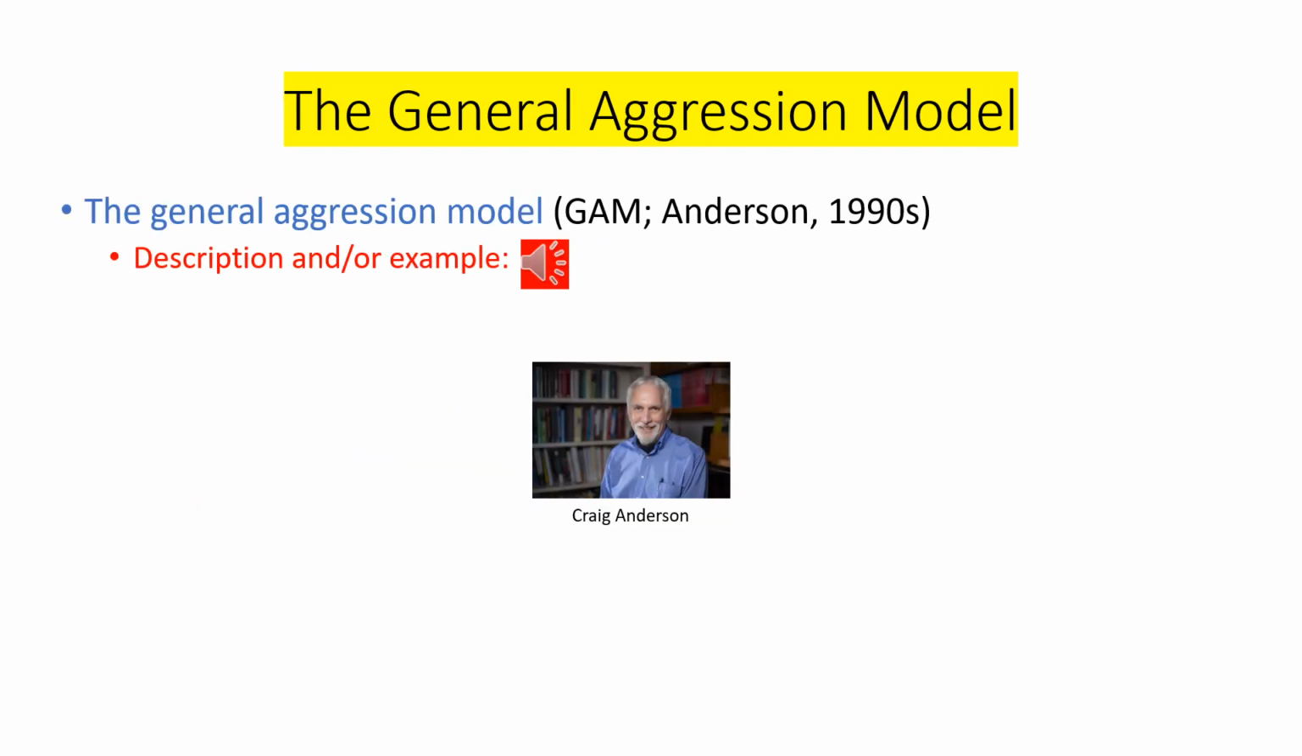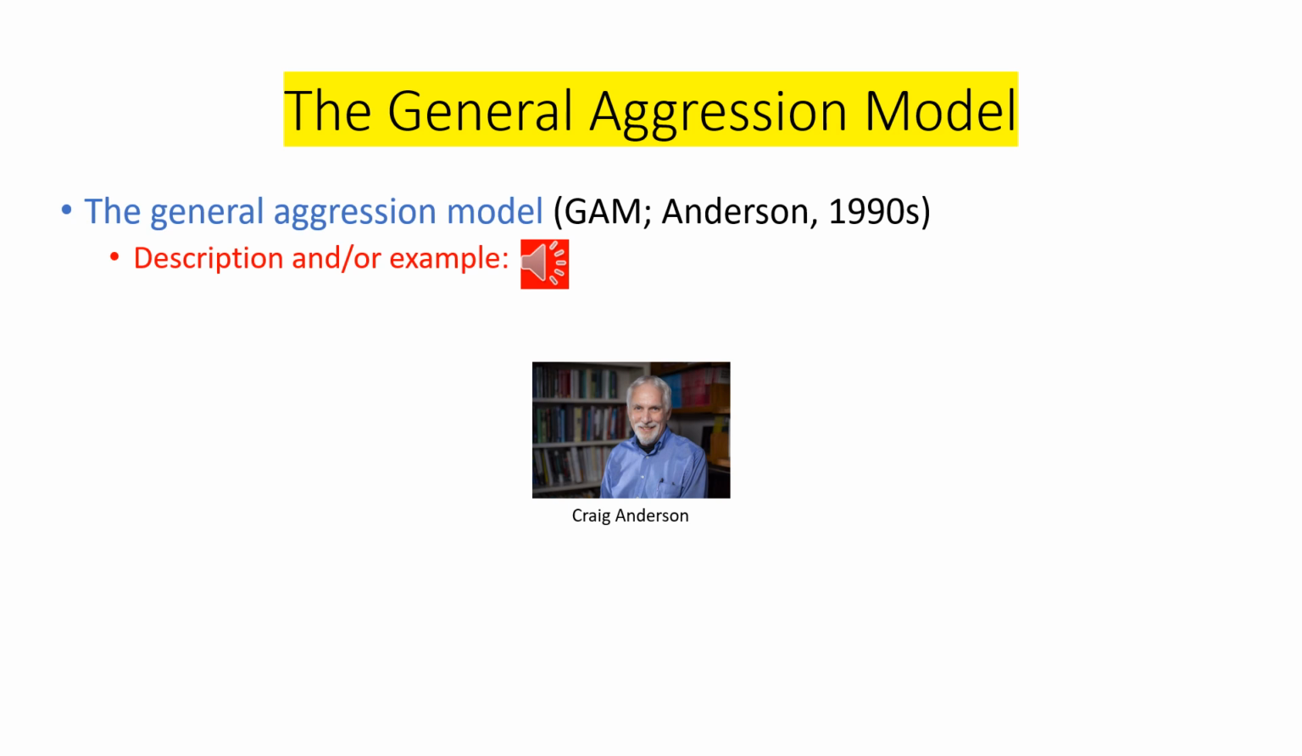Our examination of aggression will be framed within the general aggression model developed by Anderson in the 1990s. The general aggression model is a comprehensive theoretical approach to understanding aggression. One of the problems with research and theory historically on aggression was that it was fragmented. There were pieces here and pieces there. There were topics here and there were topics there. There wasn't a concise overall global picture of the process of aggression.